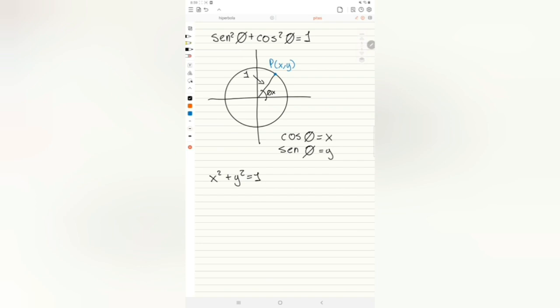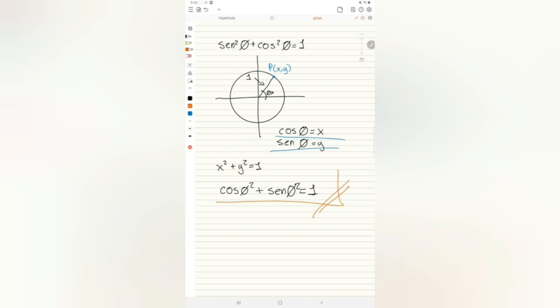And now if we replace the values, given that we know that x is equal to the cosine and y is equal to the sine of the angle, we could say that the cosine of the angle squared plus the sine of the angle squared is going to be equal to 1. And now we have demonstrated with the help of the unit circle the first Pythagorean identity. We can put this point in any place in the circumference and this rule is still going to be valid.